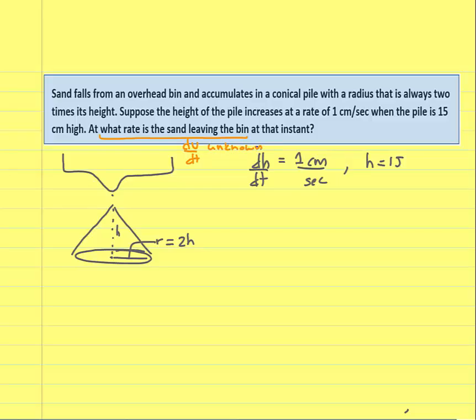So to get started here, we need basically the volume of this conical pile. So when we write the volume of a cone, this would be 4/3 pi h cubed.